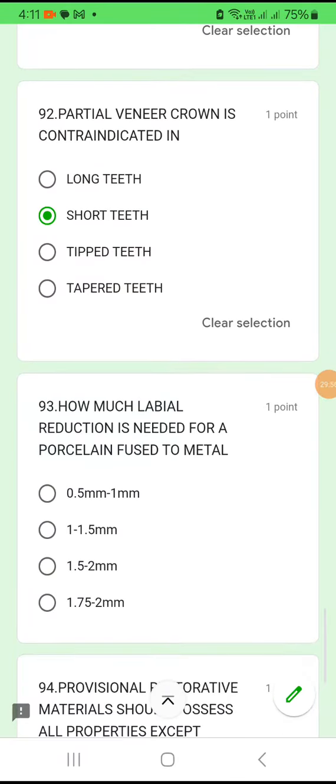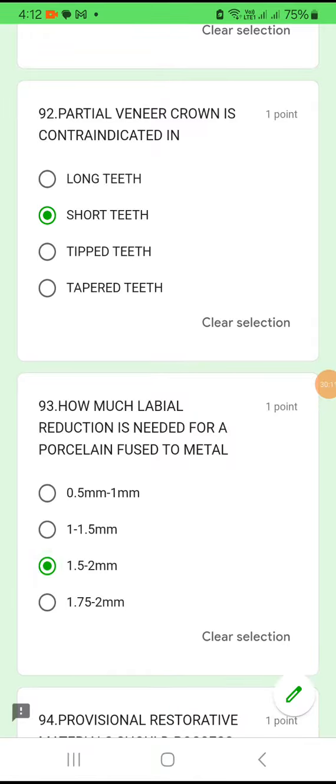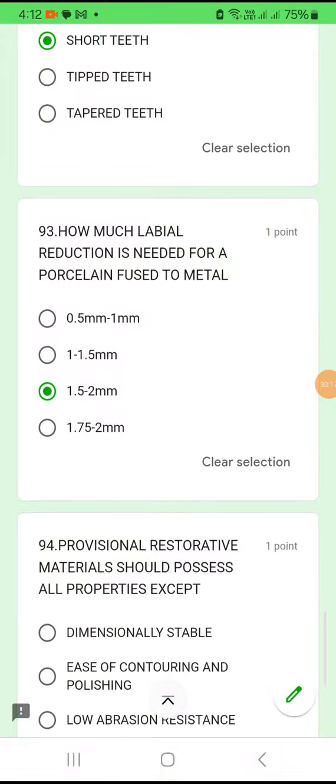Okay. Question number 93. How much label reduction is needed for a porcelain fused to metal? Okay. So how much do you have to reduce for a porcelain fused metal? For that you need a high amount of reduction. So 1.5 to 2 mm of reduction is required for a porcelain fused to metal. Okay. 1.5 to 2 mm is the answer.